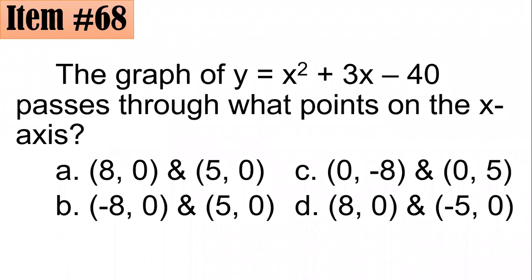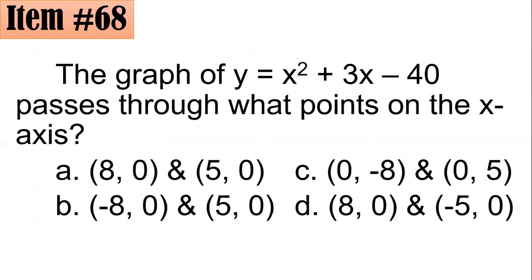68. The graph of y equals x squared plus 3x minus 40 passes through the points, what points on the x-axis? For this one, let's see. Okay, marami pong sumagot ng B. Tatlo po ata. 4 na. Okay.